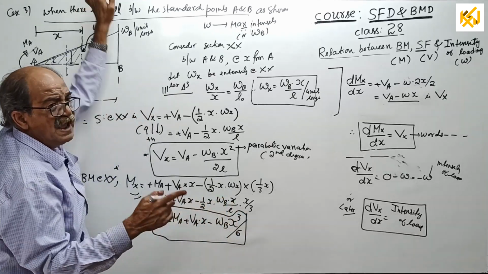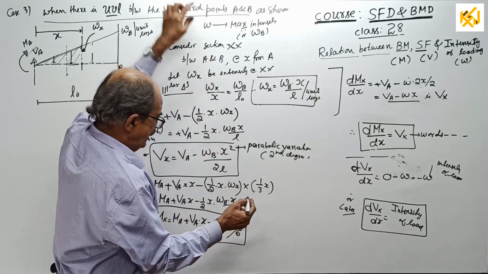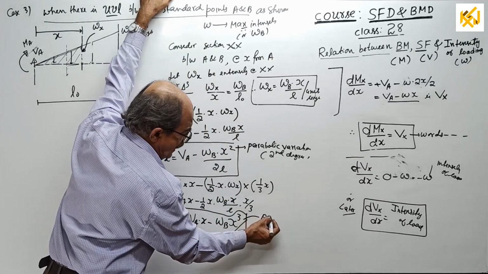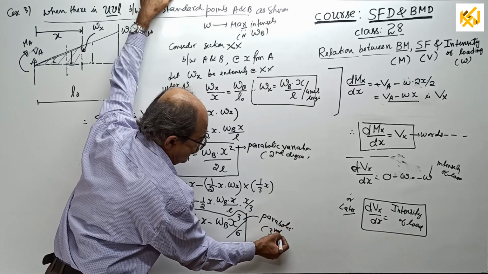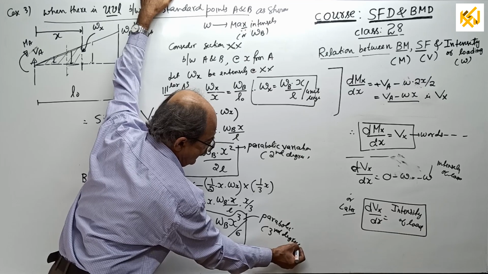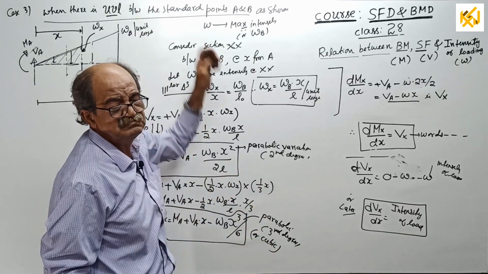Now see the highest power of x. The highest power of x is 3. That means, once again, the variation is parabolic only. Parabolic of third degree, not second degree, third degree. Or you can call it cubic variation, cubic parabolic.